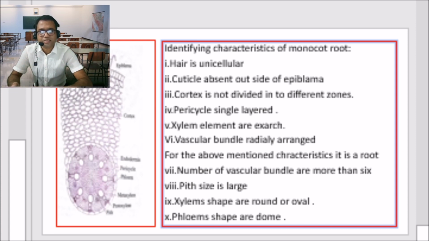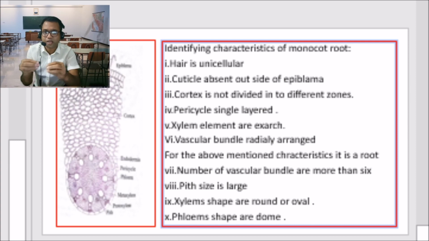Next, xylem elements are exarch. That means protoxylem remains on the outside and metaxylem towards the center. This arrangement is known as exarch. Vascular bundle: in this figure we can see that the vascular bundles are radially arranged. That means xylem and phloem remain on different radii.